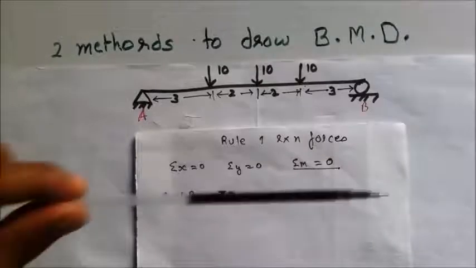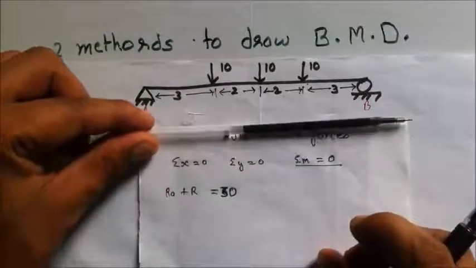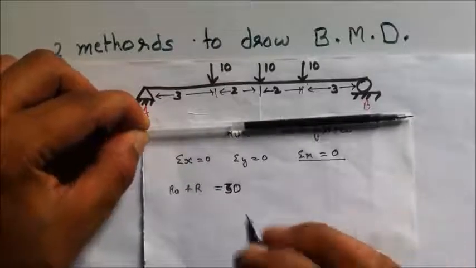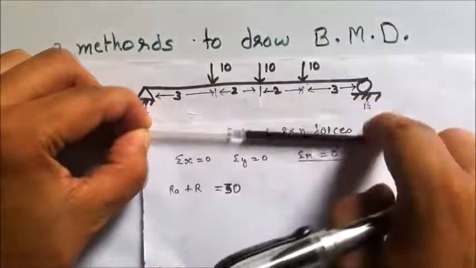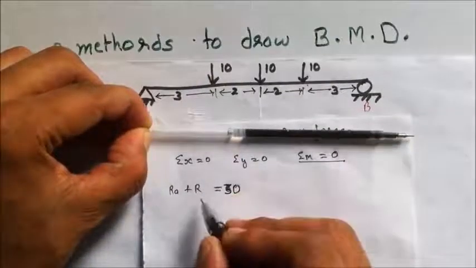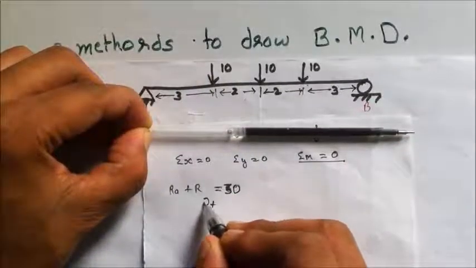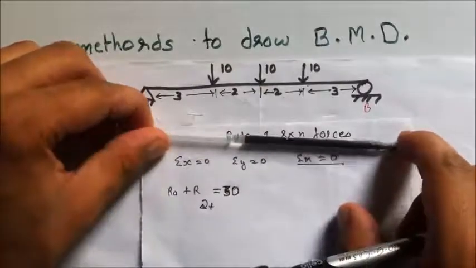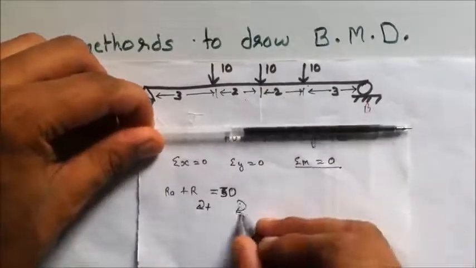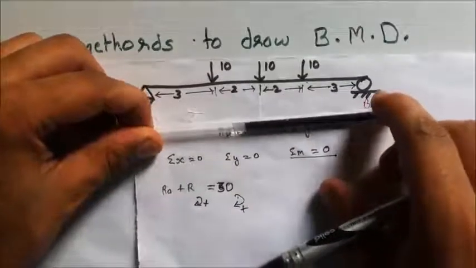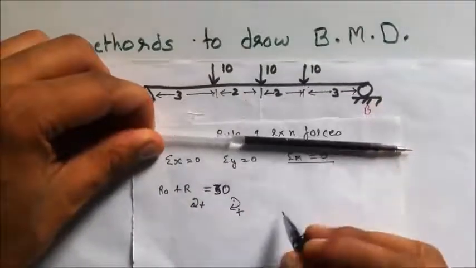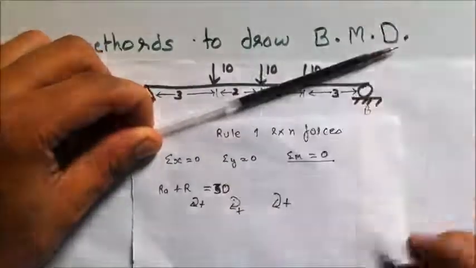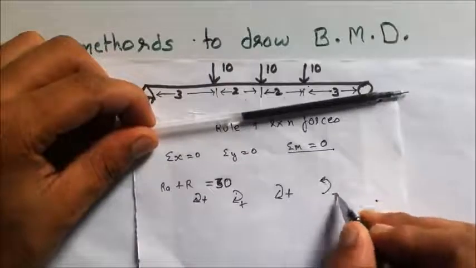Now how to write the moment equation? Consider this beam as a representation of the above problem. I am fixing it at A. The first 10 kilonewton will be dropping down the beam in clockwise direction, so it will be clockwise positive. The second 10 kilonewton, dropping down in clockwise direction, again clockwise positive. The third 10 kilonewton is also clockwise positive. And then Rb acts in anti-clockwise direction, that is anti-clockwise negative.